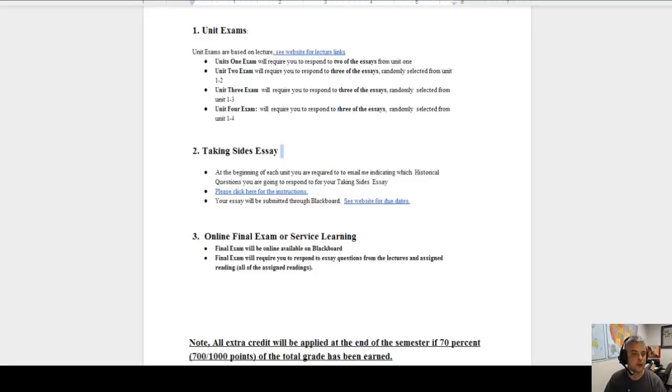Unit 2 exam will require you to respond to 3 essays randomly selected from units 1 and 2, and so on and so forth. You can go through that, and it is randomly selected, so there is more than one essay that you have to prepare for each unit, but the system will only randomly pick 2 at the least and 3 at the most, depending on what exam you're in. So basically, Unit 1 exam is going to have you do 2 essays, and the rest will have 3 essays.